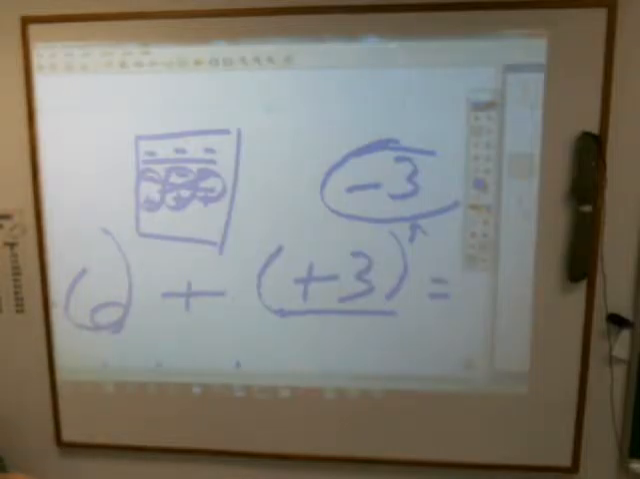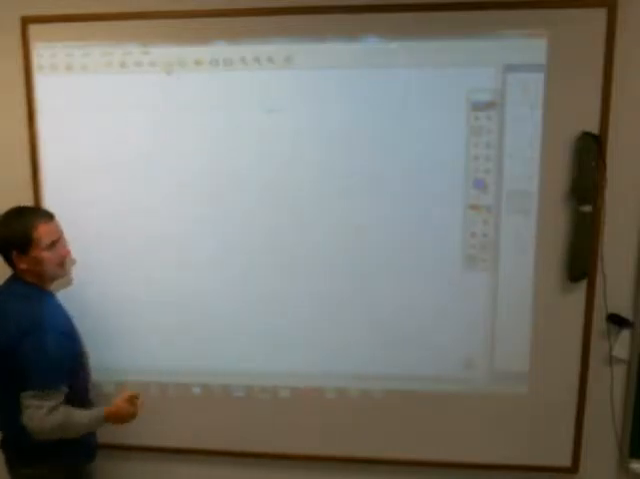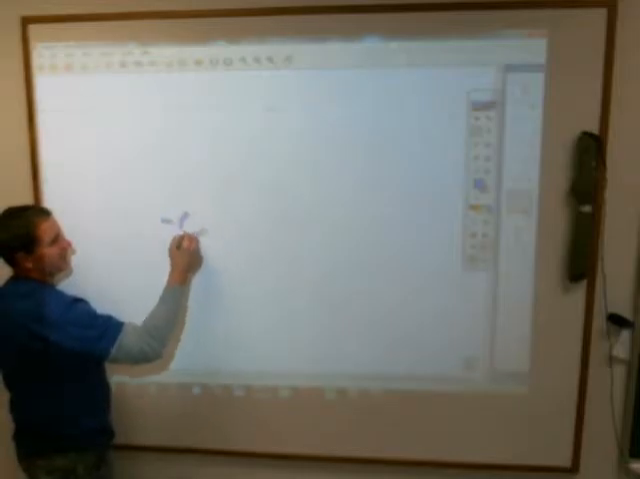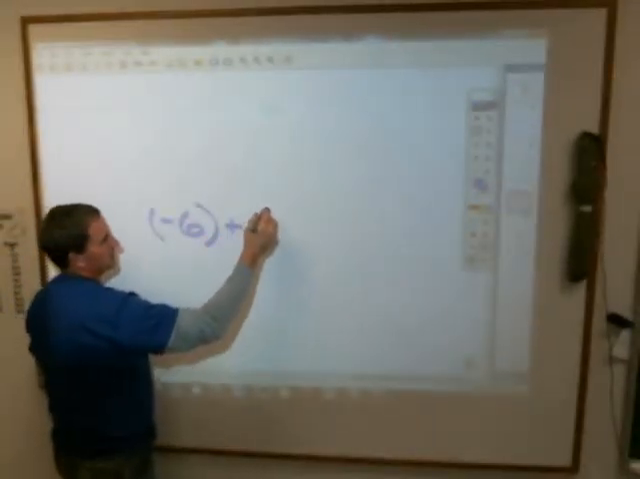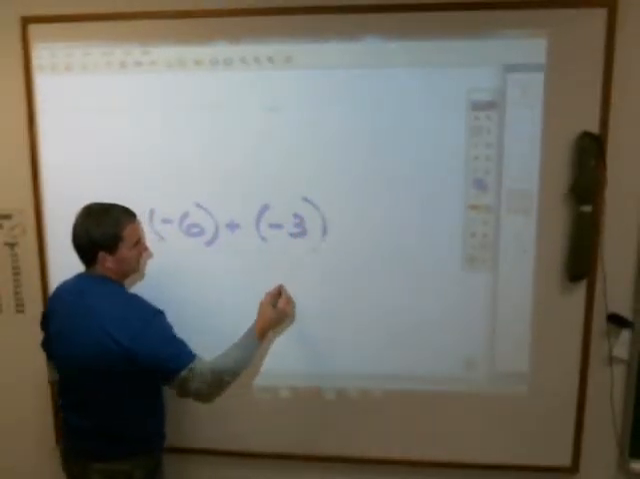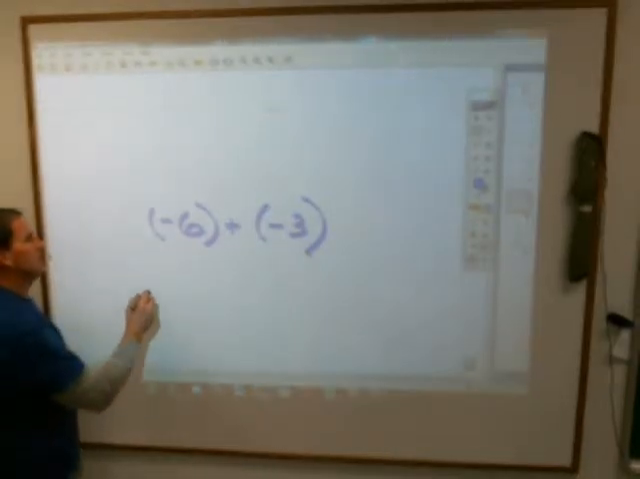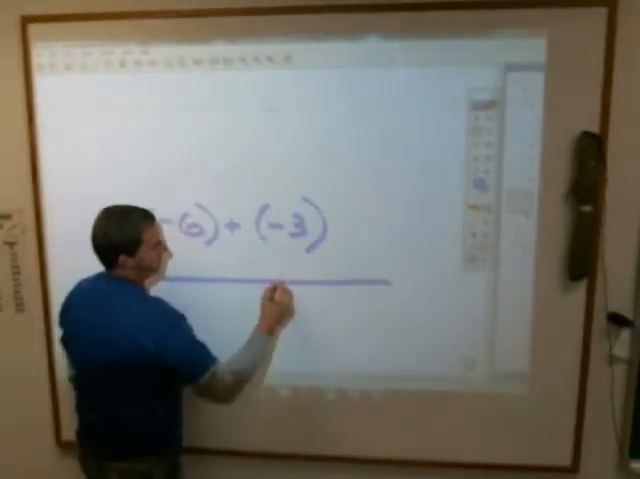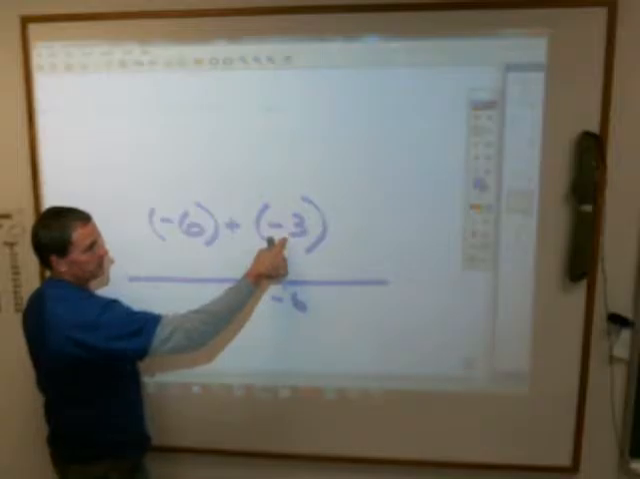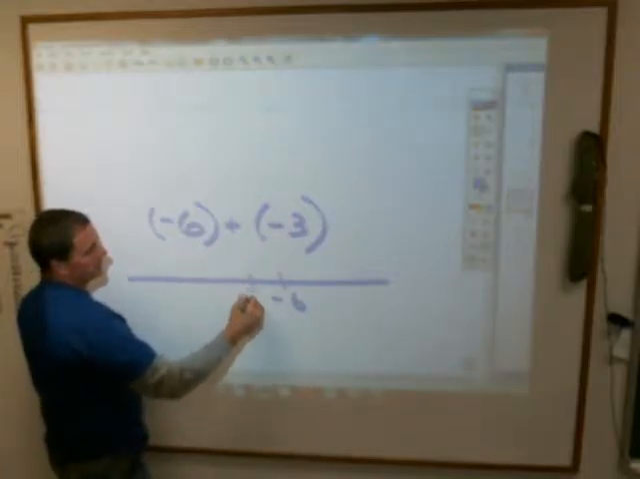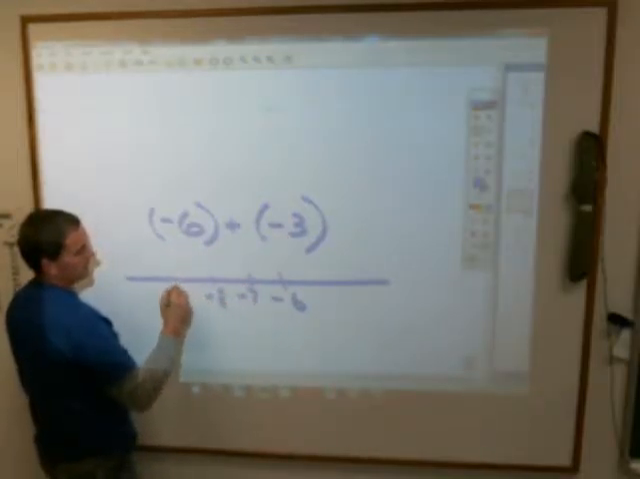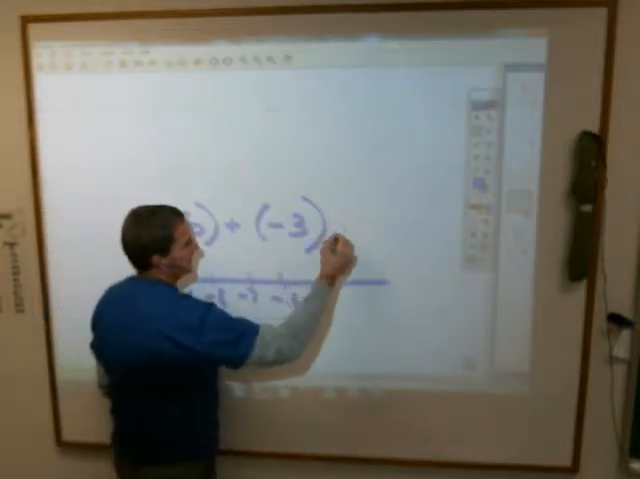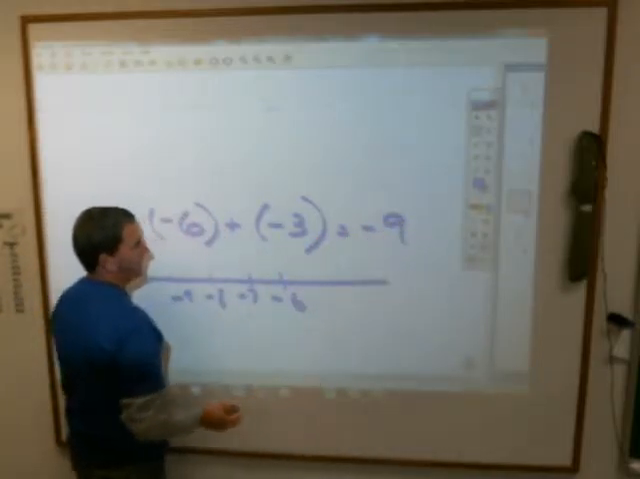A little bit. And then the last one we haven't looked at is, what about a negative 6 plus a negative 3? Looking at the number line, we're starting at a negative 6, and remember negatives mean you go backwards. This would be a negative 7, negative 8, negative 9. Negative 6 and a negative 3 is a negative 9.